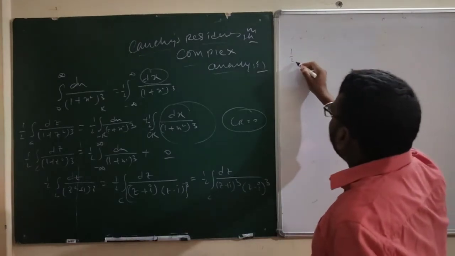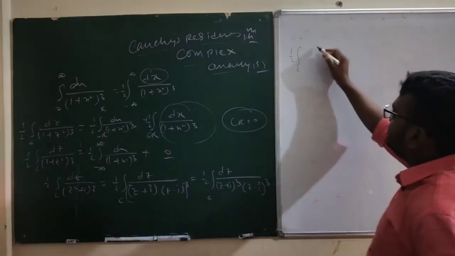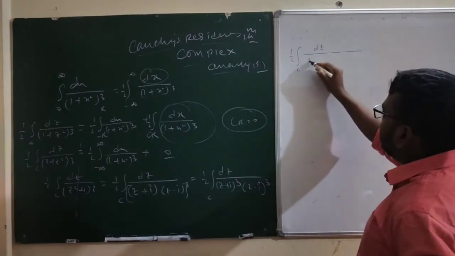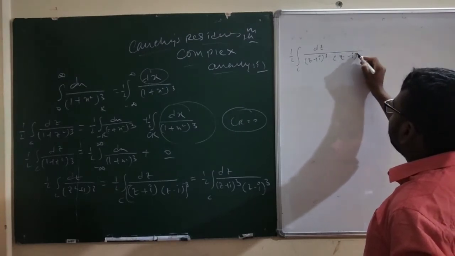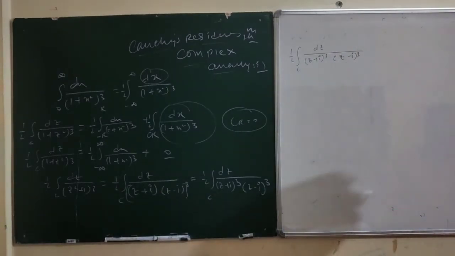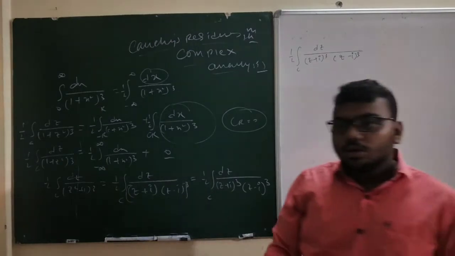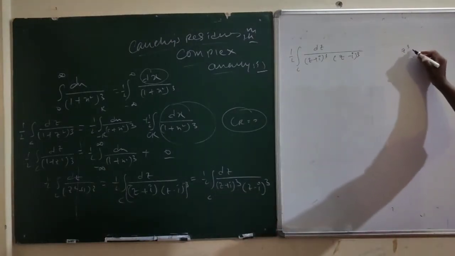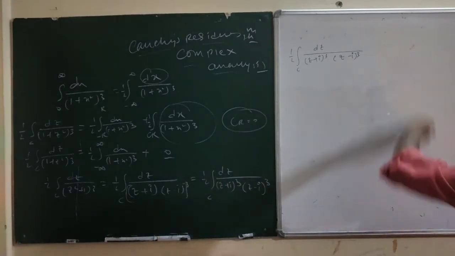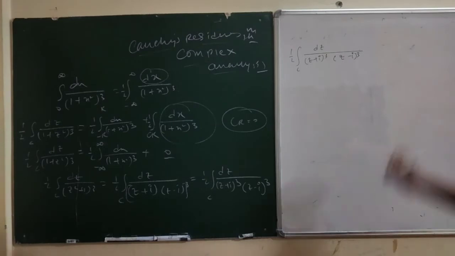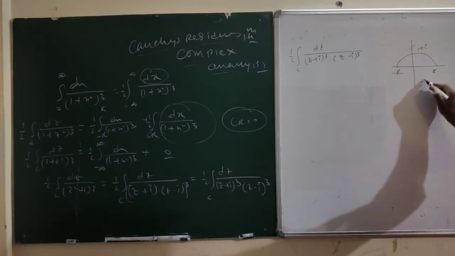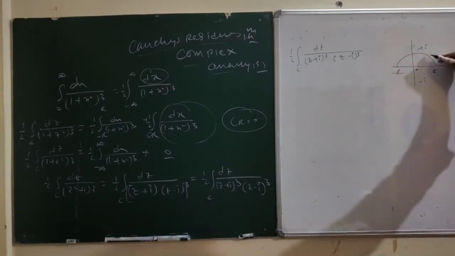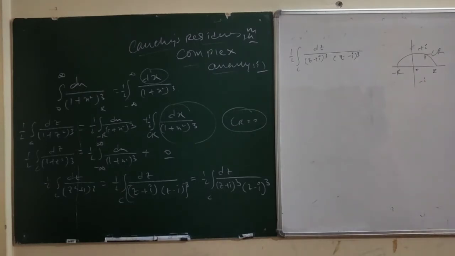So now it will be half the integral over C of dz upon (z + i)³ (z − i)³. Here, by Cauchy's theorem, we have to find the residue, isn't it? You also need to know the contour, which here is from −R to R, plus the semicircle CR. Is it visible? Yes, it will be visible.